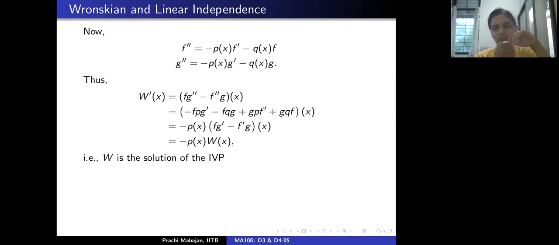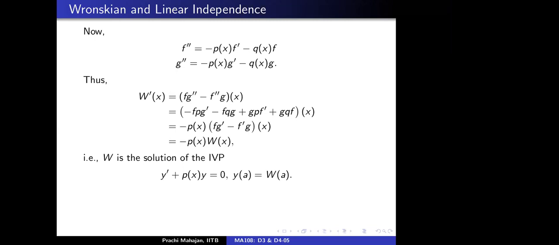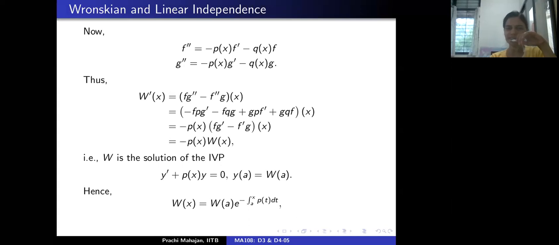So which means that W is the solution of the following initial value problem. W satisfies this ODE, dy/dx plus p(x)y equals 0, and also this initial condition, that y(a) equals W(a). Correct? Is that okay? Yes, ma'am. Okay. So let's just solve this initial value problem.